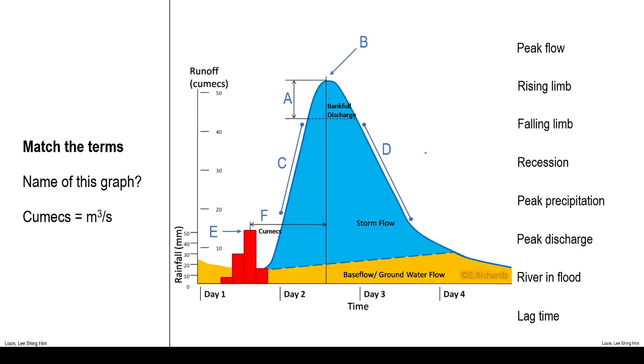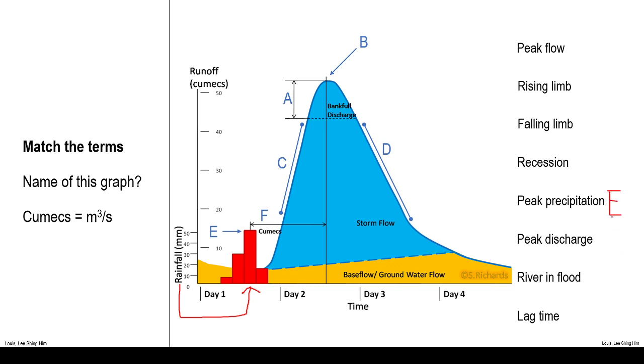I make this video because Ricky requested us to go through this hydrograph again. So, there are two parts of this hydrograph. Part number one is these red bars. These refer to rainfall. The highest point is here, point E. This is the peak precipitation.